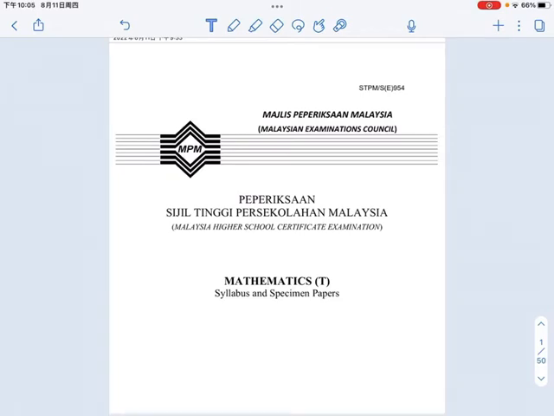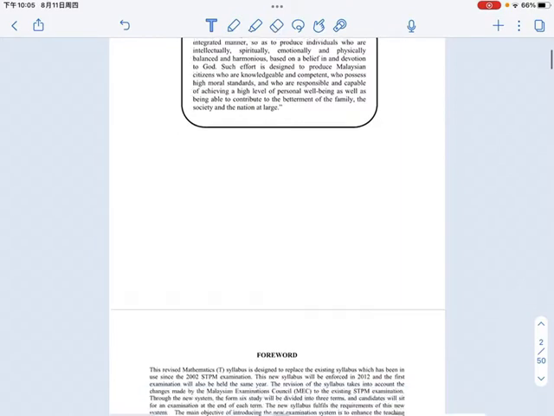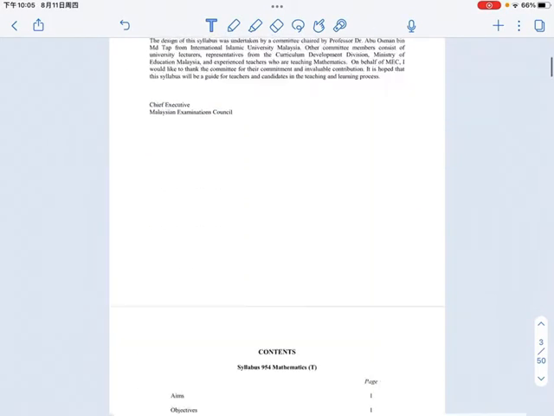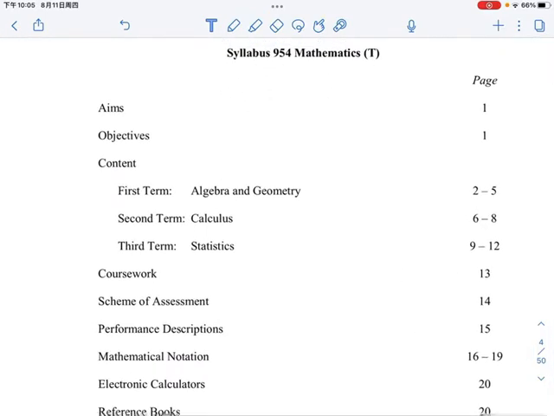So let's go to the STPM Mathematics T syllabus. In this subject, for every semester you will have 6 topics to learn. For the first term, you will focus on algebra and geometry. For the second term, you will learn about calculus, which is dy/dx and integration, like you learned before in Form 4 and Form 5 maths. The third term, you will learn about statistics, like probability and that kind of thing.